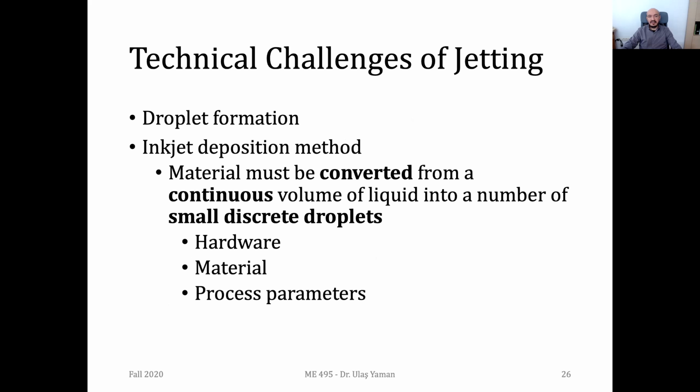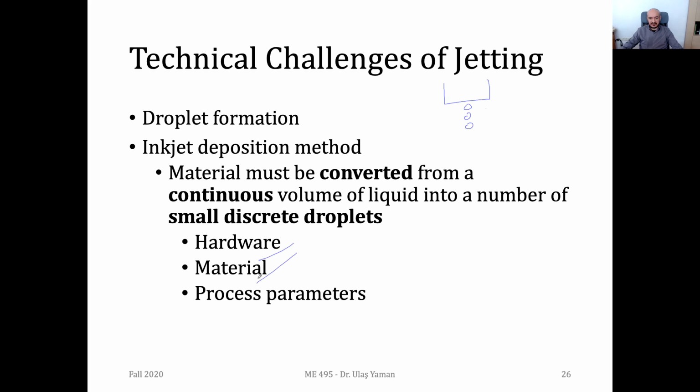And in jetting, the biggest challenge is actually the droplet formation. We need to have drops. If you assume that this is the head, and we have a nozzle here, we need to generate such drops properly. And they should be generated at very high speed. Maybe in a second, we need to generate thousands of drops.